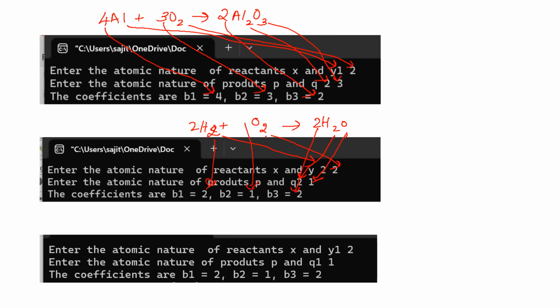So these are the two equations, and the third one I have given for sodium and chloride. If I take sodium plus chlorine which gives you sodium chloride, how will you balance it? 2Na plus Cl2 will give you 2NaCl. See here, x is equal to 1, y is equal to 2, p is equal to 1, q is equal to 1. What are the coefficients? B1 is 2, B2 is 1 and B3 is 2. These are the 3 different equations.